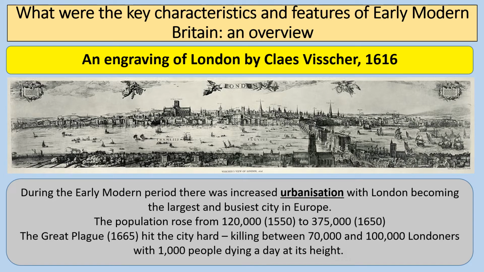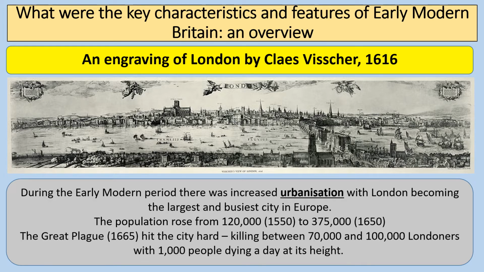So, key characteristics. This is an engraving of London by Claus Vischer in 1616, a very famous historical source. During the early modern times, there was increased urbanisation. London was becoming the largest and busiest city in Europe during this time. Population rose hugely, as you can see there. The Great Plague hit the city really, really hard, killing between 70,000 and 100,000 Londoners, with 1,000 people dying a day at the height of the Great Plague, which is absolutely massive.